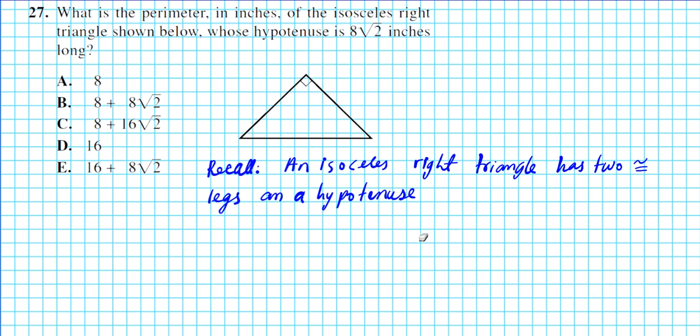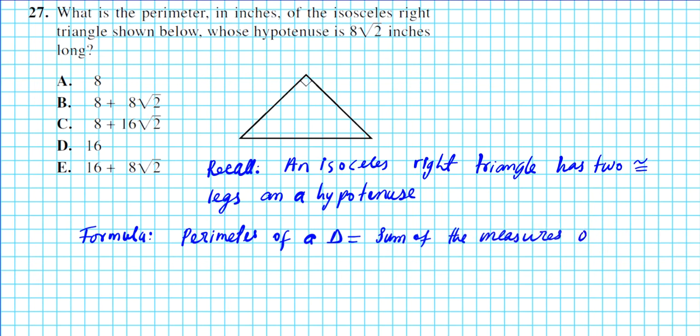Okay, so what are the formulas that we're going to be using for this problem? The first one is the perimeter of a triangle. What is the perimeter of a triangle? The formula for the perimeter of a triangle is simply the sum of the measures of all three sides.